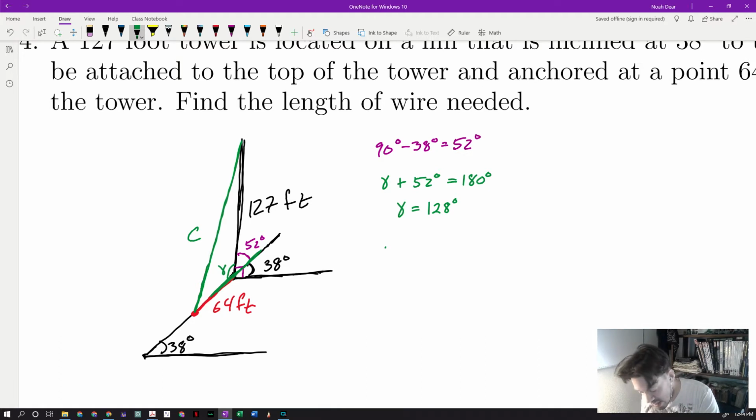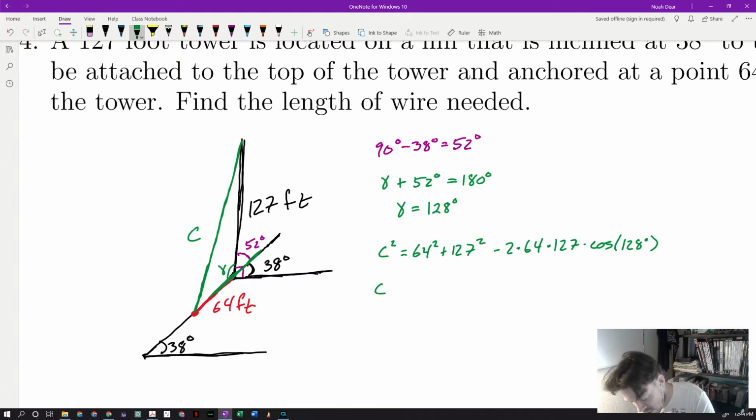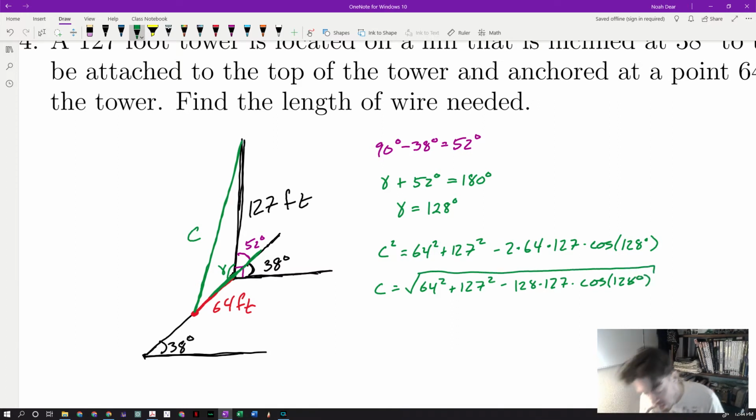So this allows us to get that C squared equals, I have the other two sides, 64 squared plus 127 squared minus 2 times 64 times 127 times the cosine of 128 degrees. And we can take the square root of both sides, get C equals the square root of 64 squared plus 127 squared minus 2 times 64, which is 128, times 127 times the cosine of 128 degrees. Close up that square root around everything.